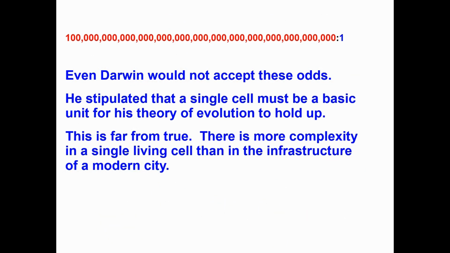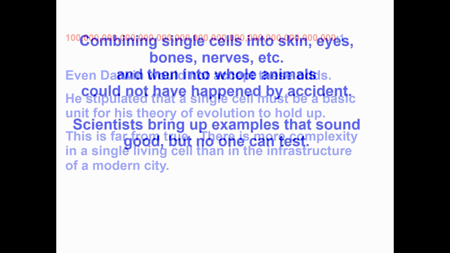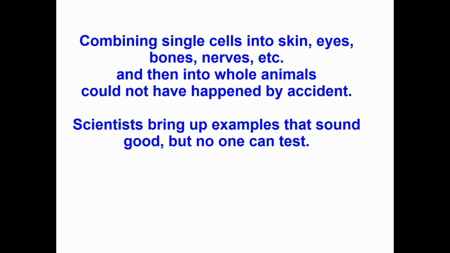Even Darwin would not accept these odds. He stipulated that a single cell must be a basic unit for his theory of evolution to hold up. This is far from true. There is more complexity in a living cell than in the infrastructure of a modern city. Combining single cells into skin, eyes, bones, nerves, etc., and then into whole animals could not have happened by accident.